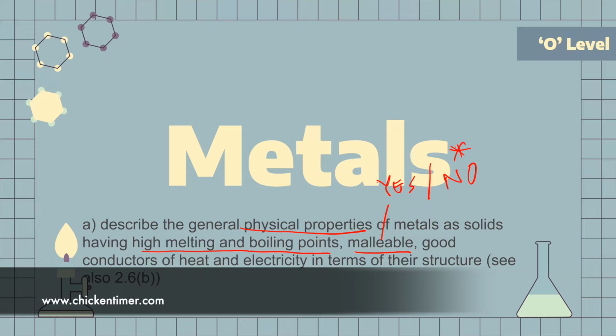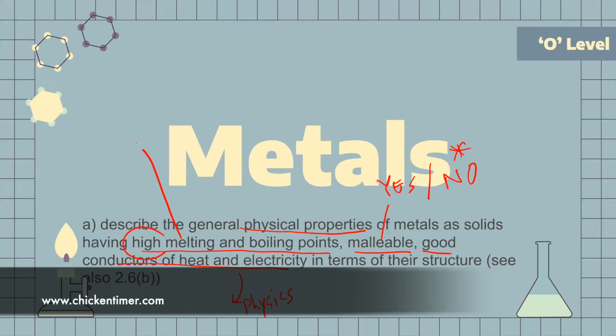Then they're good conductors of heat and electricity. Familiar with this, right? We have done this in physics, right? Metals are good conductors of electricity, non-metals are poor conductors of electricity and heat, right? So now you see physics and chem overlapping a bit. Okay, then back to this high melting and boiling point.